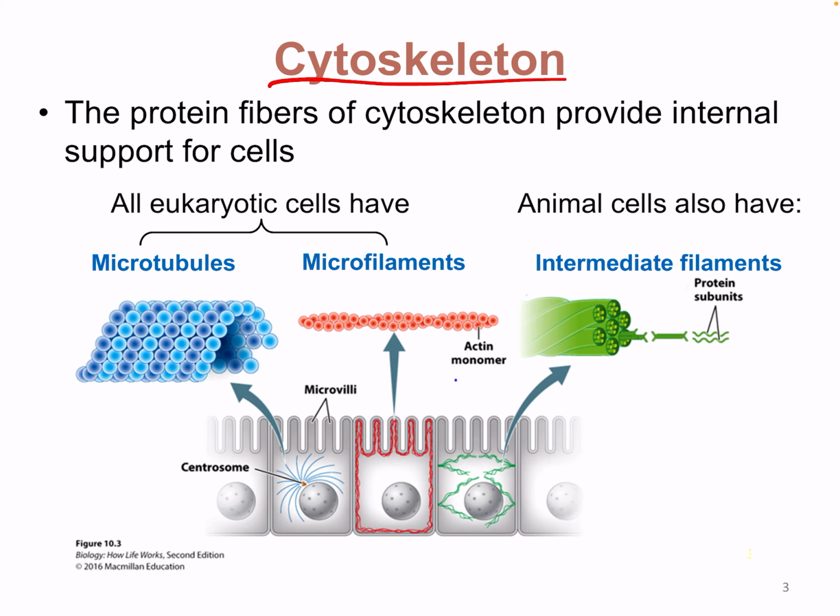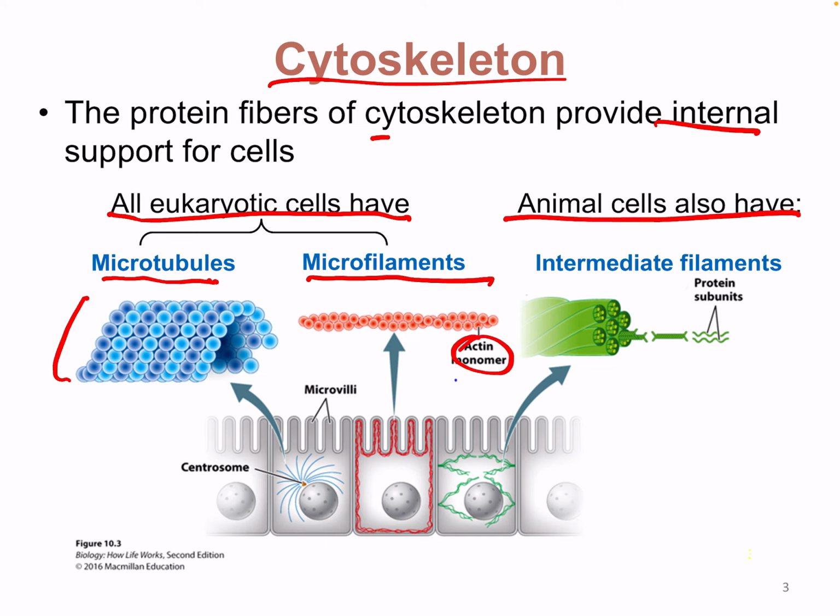So, the cytoskeleton. The protein fibers of the cytoskeleton provide the internal support for the cell. So here we have various pieces. We have our microtubules. All eukaryotic cells have microtubules and microfilaments, which you probably recognize from muscles. Animal cells also have intermediate filaments, including protein subunits. So here's an example of our protein subunits. Here's an example of microtubules. The centrosome, which we'll talk about in our DNA and cell division lecture, and then here we have our microfilaments.